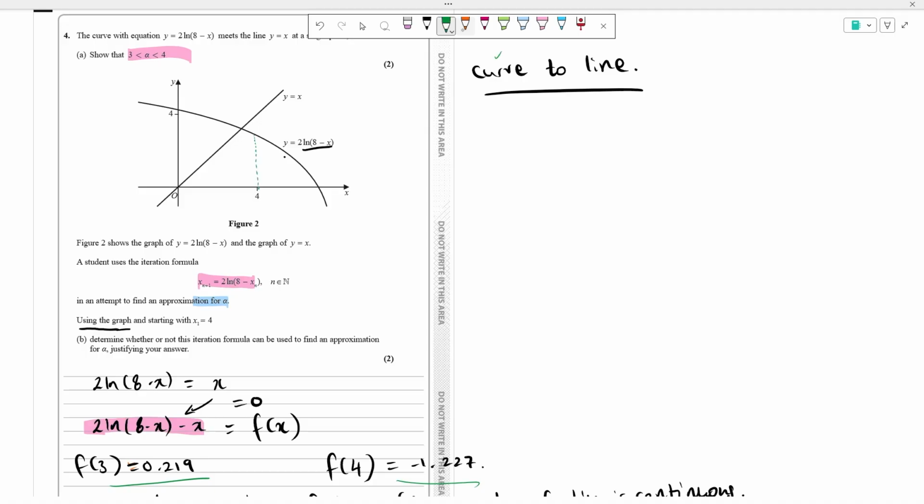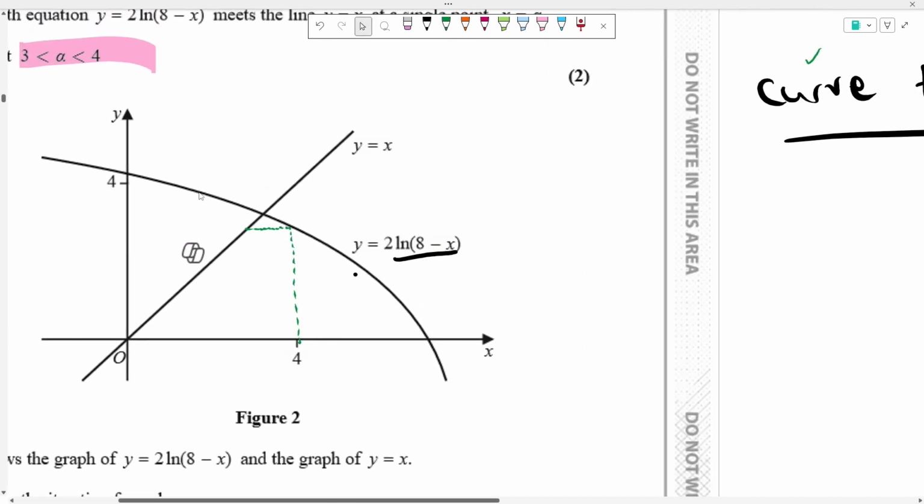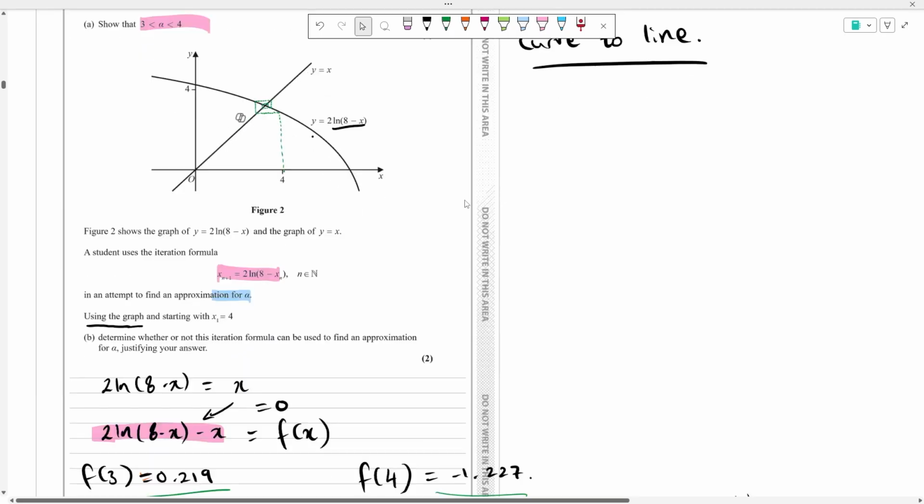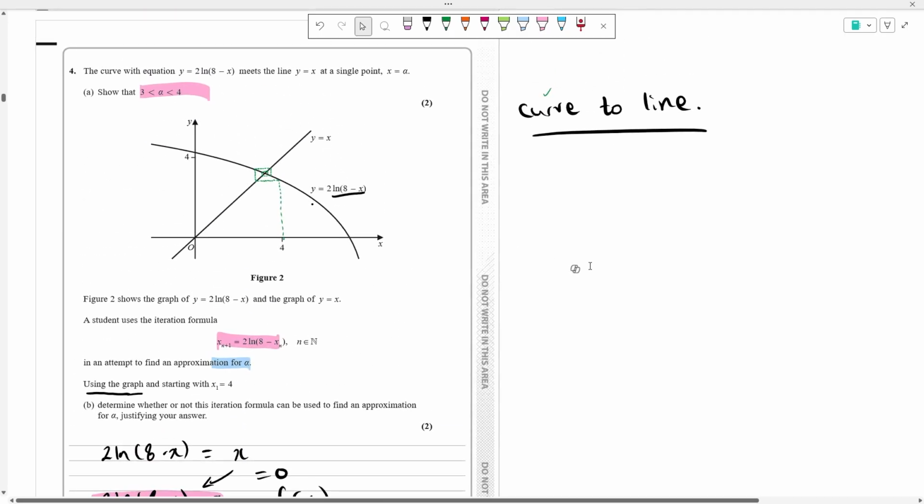Cool. And then we're going to draw to the straight line. I'm going to zoom in slightly so you guys can see a bit better. I'm going to keep on following this rule. Curve to line, then back to the curve, then back to the line, back to the curve, back to the line, and you can see it's starting to get smaller and smaller. And you can see this type of graph will be called your cobweb.